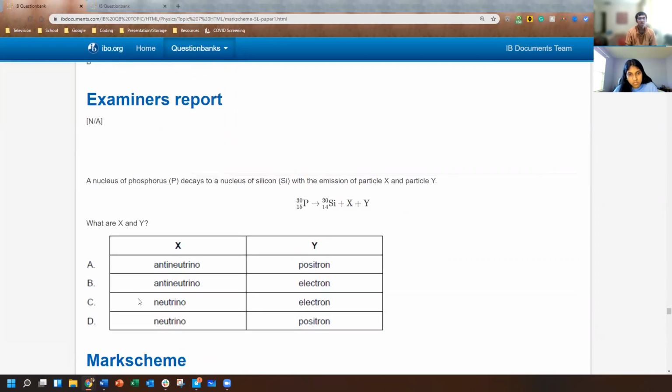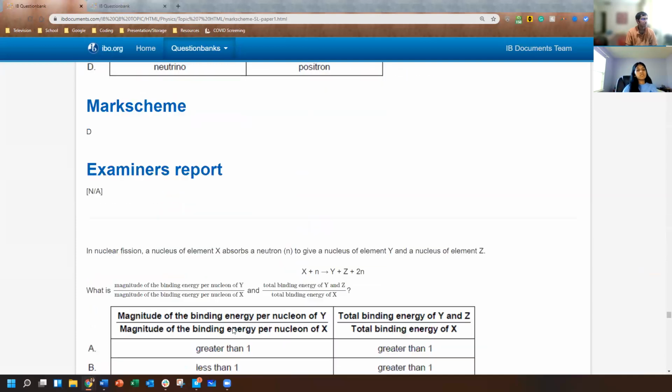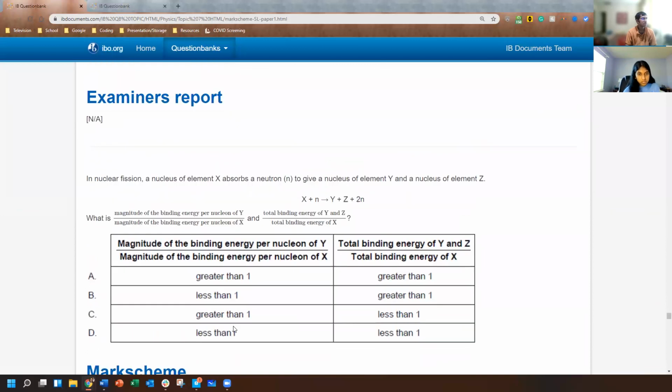Doesn't seem like there's been too many Feynman diagrams on previous papers. 14, we need 1 for beta plus, positron, and neutrino. Yeah. E. Hold on, what is going on? Oh, it's stereo. Okay. It's just X absorbs a neutron and gives nucleus of Y and Z.